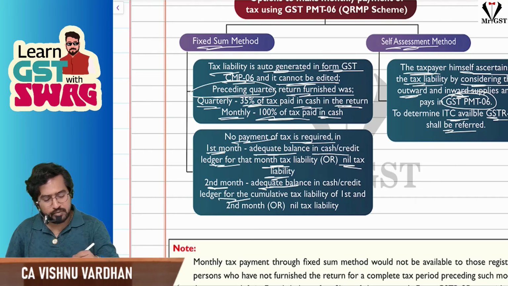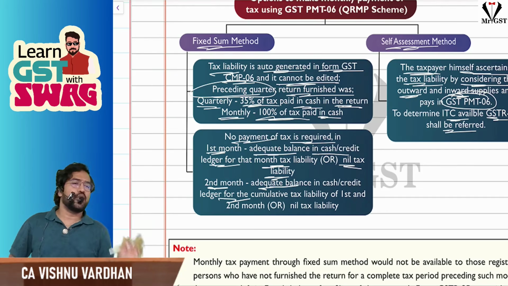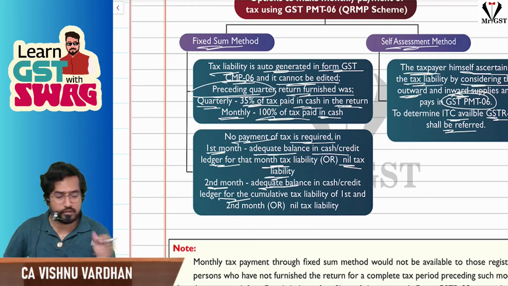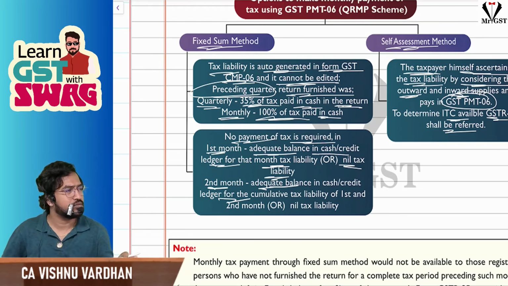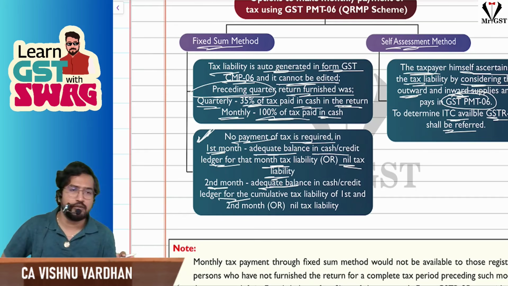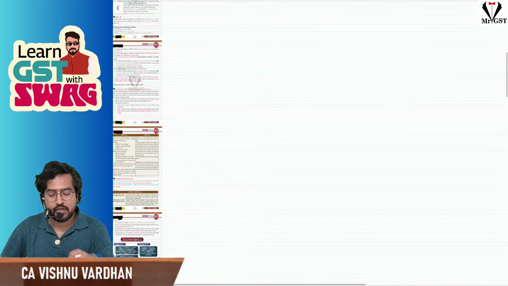Second month also same thing. That means already adequate cash ledger balance or ITC balance is there. No need to pay cash. I ask you to pay 35 rupees or 45, whatever it is. No, already in the cash ledger the amount is there, sir, 500 rupees. You need not deposit now. Okay, so that is this particular paragraph. Shall we move on? Have you understood this payment of tax? This is what QRMP is.